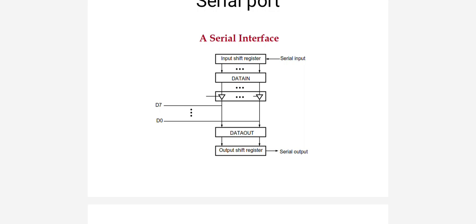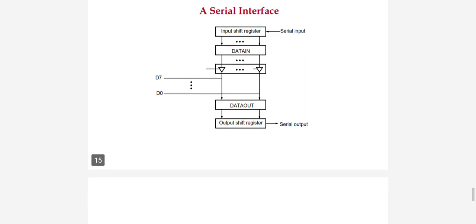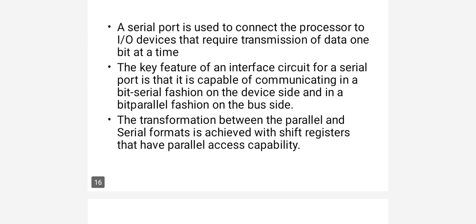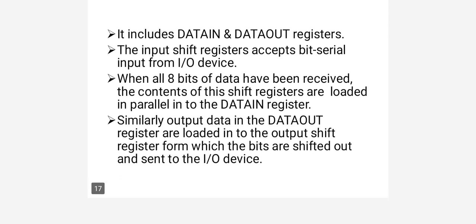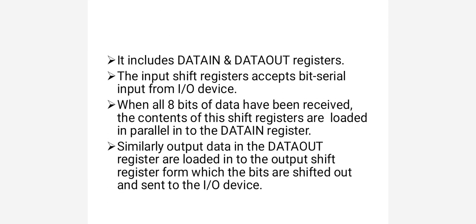So the main conversion is bit serial to bit parallel and bit parallel to bit serial. That is done by shift registers, input shift register and output shift register. These are all about parallel and serial port.